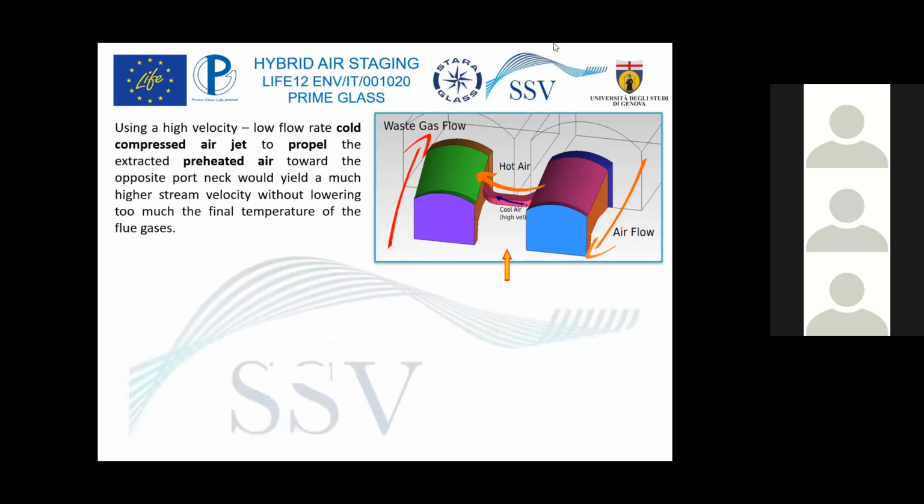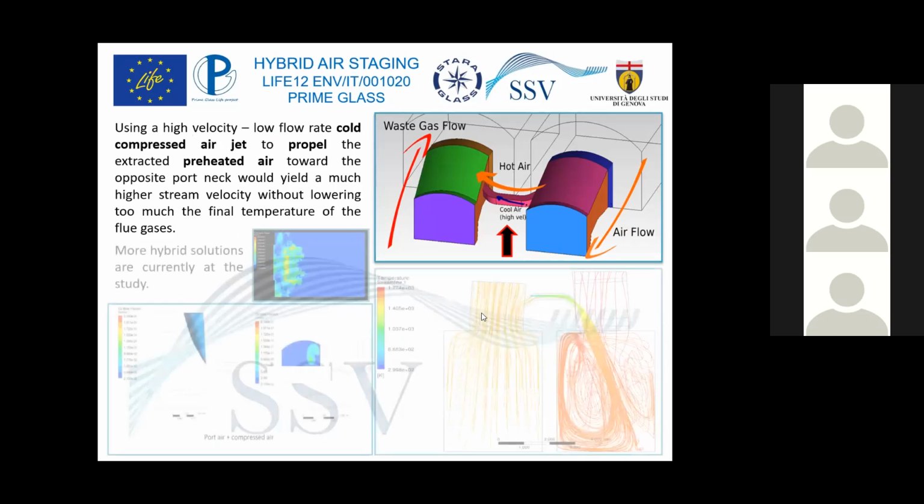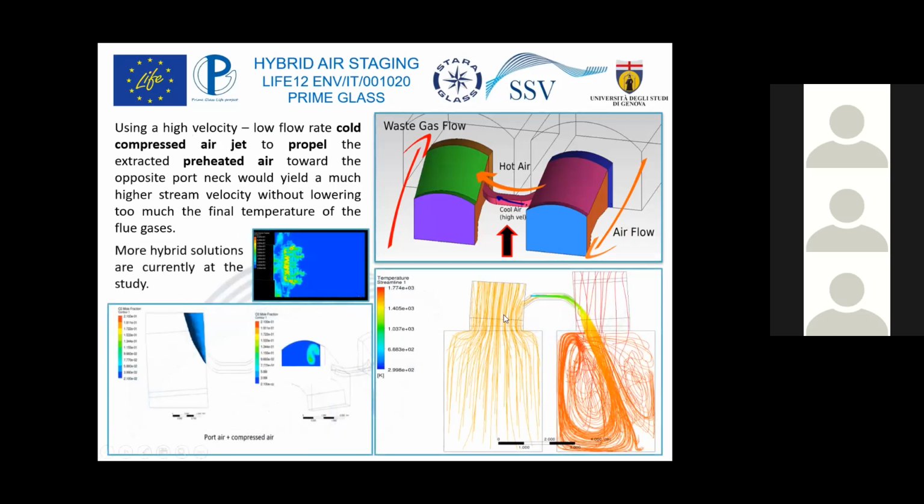As you can see in the figure at the bottom right, the left one is the air port, and the right one is the waste gas side. So a part of the air is taken from the left regenerator, from the left port, and brought inside the right one. And so we have less NOx formation, and the major CO production we have is oxidized by the share of air that is taken from the port and put in the other regenerator.